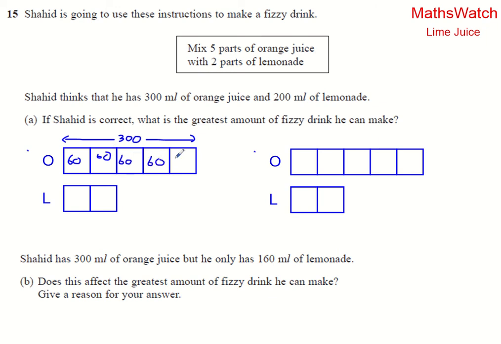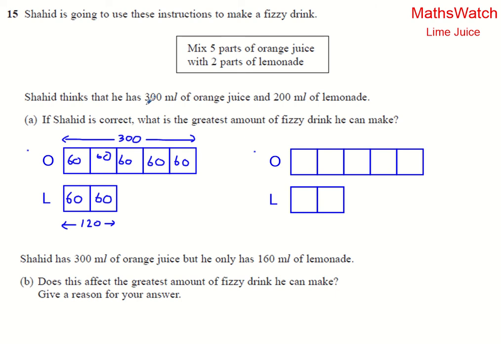So each part is worth 60, and that is also true for the lemonade in this particular part. So that means if we are using all 300 millilitres of orange juice, we will have a total of 120 millilitres of lemonade.